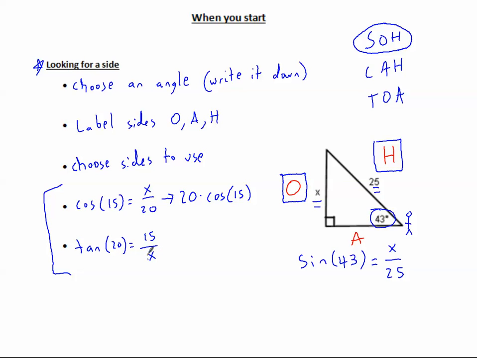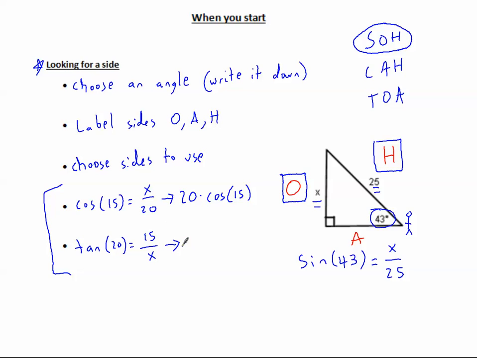Here, the variable is on the bottom. So what you're going to do is multiply the variable to the other side and then divide by this trig function. That's actually just a number in disguise. Don't let the sine, the cosine, and the tangent fool you. What you're really doing, in short, is switching your variable with your trig function.